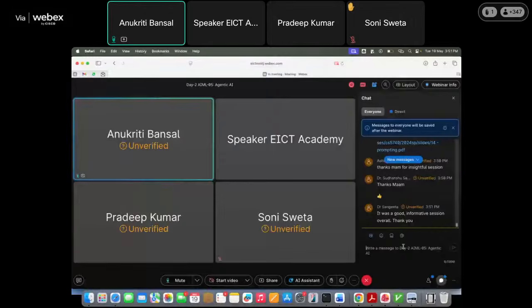So I have told about some of the models which are good at these tasks like object detection, image segmentation.